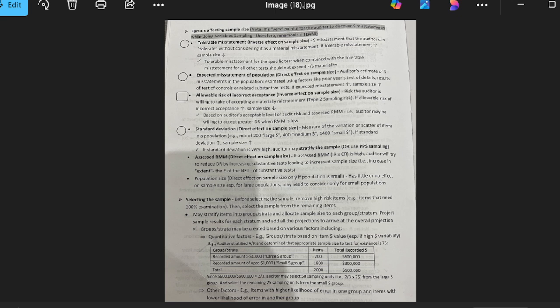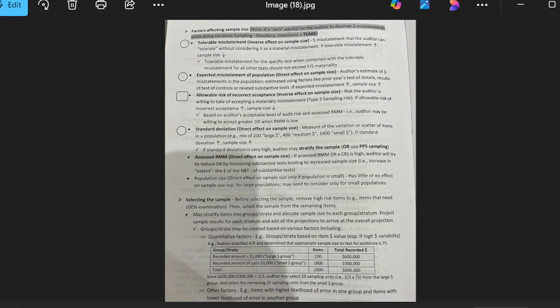Expected misstatement of the population has a direct effect on the sample size. It is the auditor's estimate of the dollar misstatement in the population, estimated using factors like prior year, test of details, results of the test of controls or the related substantive test. So if the expected misstatement is higher, the sample size is higher.